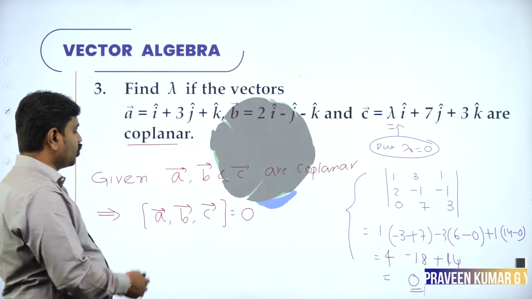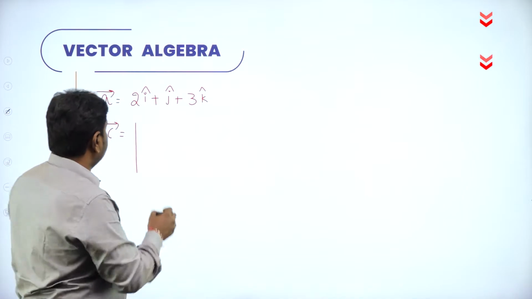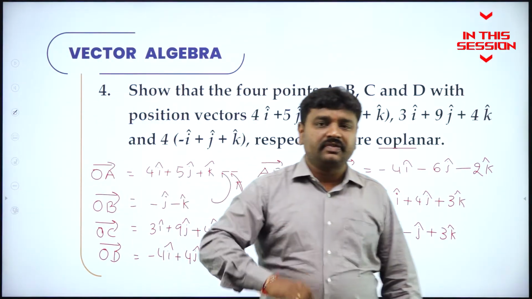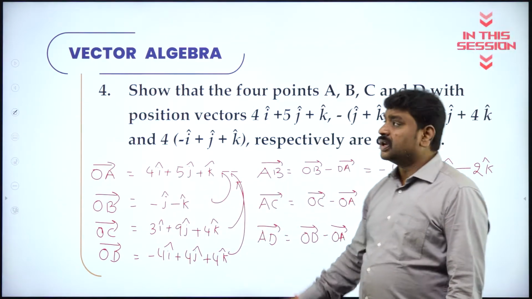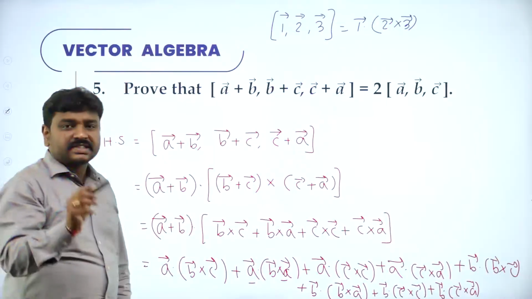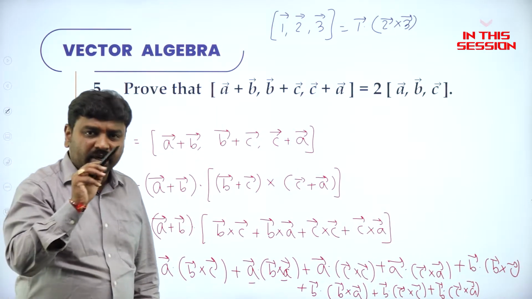They told three vectors are coplanar, so equate box product to 0. How to do cross product of two vectors? First row put i cap, position vectors, create coinitial vectors. They give OA, OB, OC, OD. Create AB, AC, AD. AB is what? OB minus OA. In scalar triple product, if any one vector repeats, answer is 0.